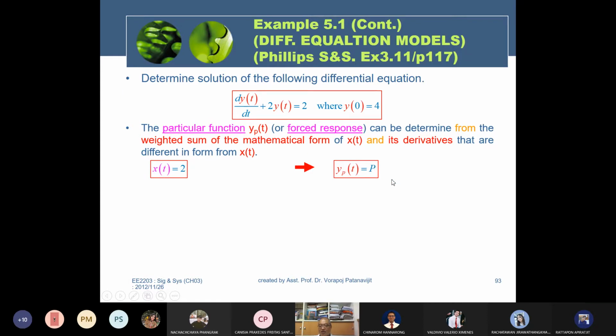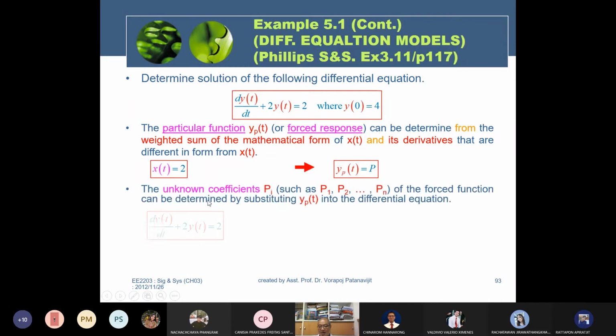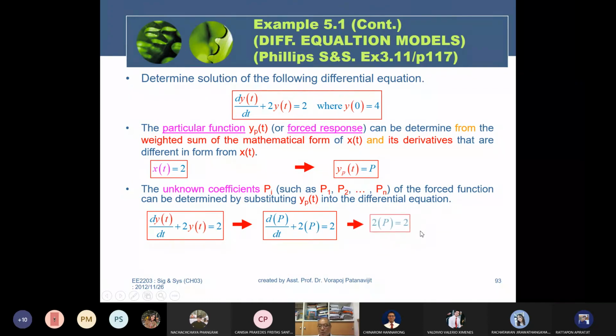The particular solutions can be determined from the weighted sum of the mathematical form of x(t) and its derivative, in the form of x(t). You substitute them in here, in every y. Take the derivative of a constant, differentiating a constant gives you 0. Okay, 2p equal to 2, therefore p equal to 1.